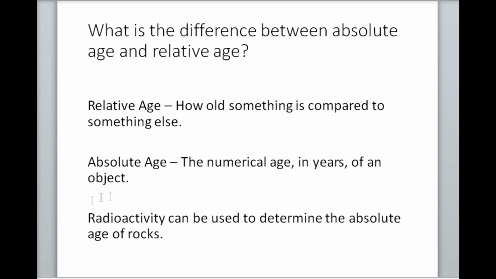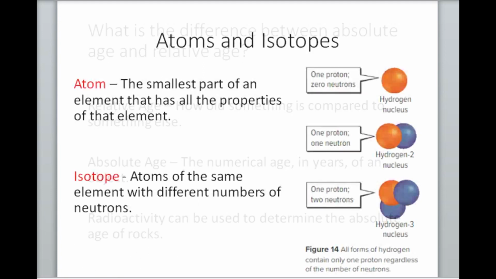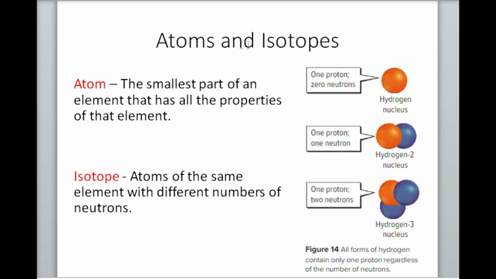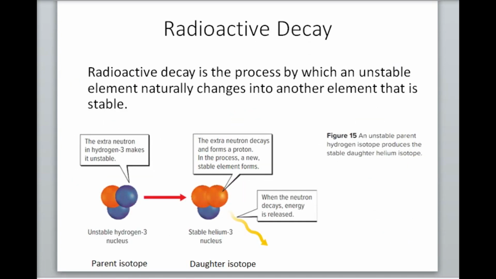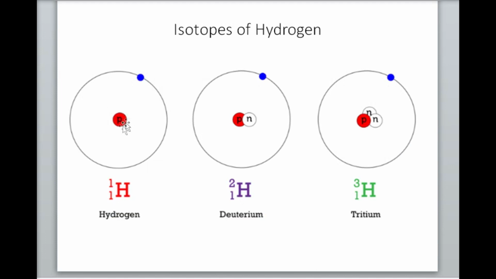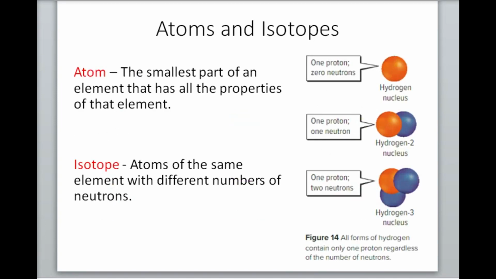Okay, so radioactivity, how does this tie in with rocks? Well, we need to know what atoms and isotopes are. So an atom is like these things here. This is an atom, and it's the smallest part of an element that has all the properties of an element. You've probably seen lots of pictures of atoms. They kind of look like these things. They've got a nucleus and an electron whizzing around outside of the nucleus.